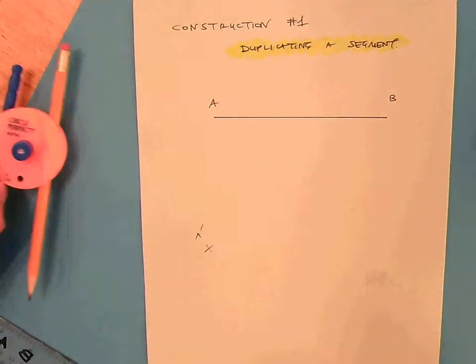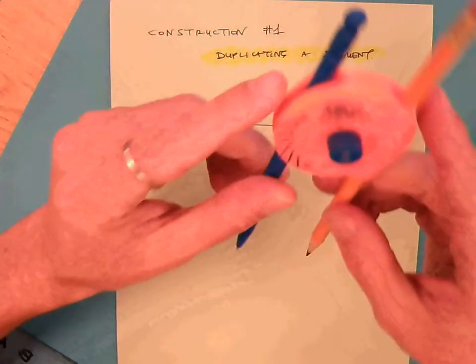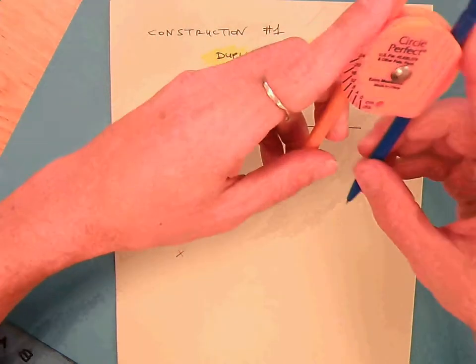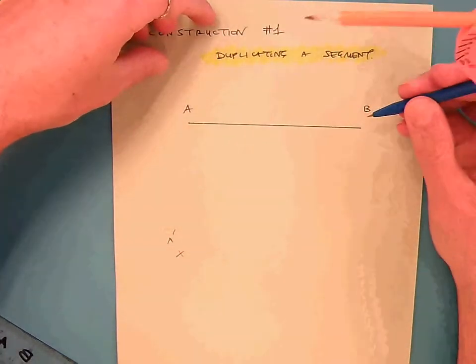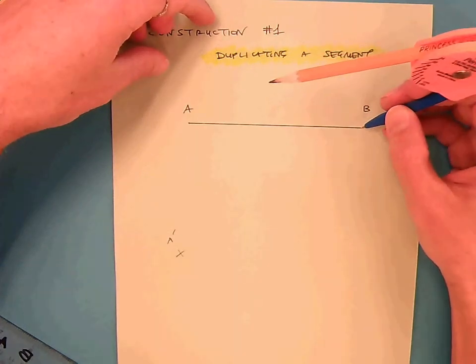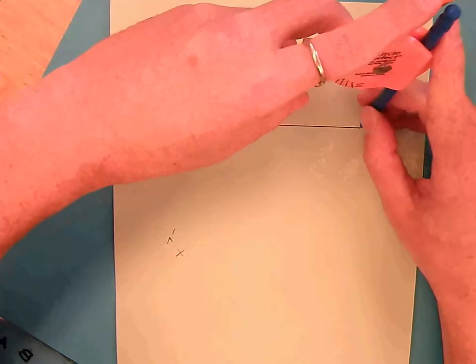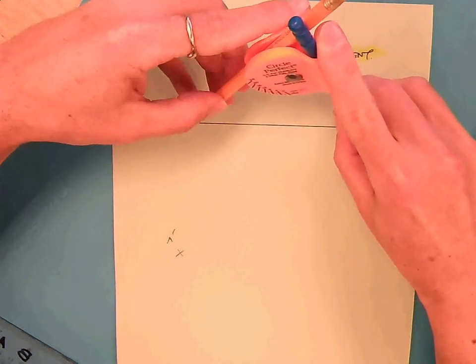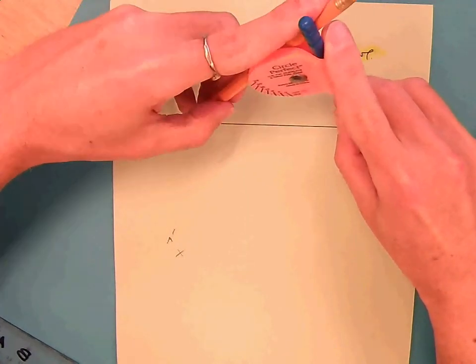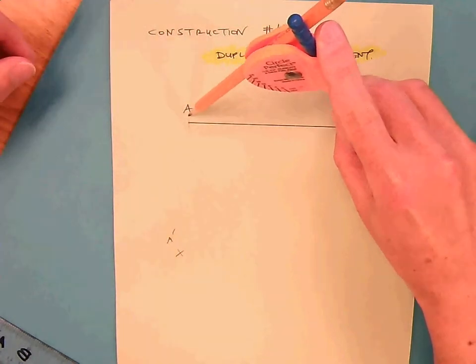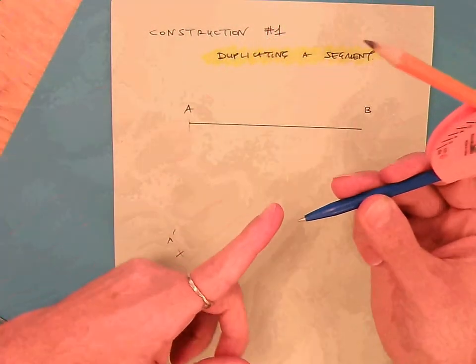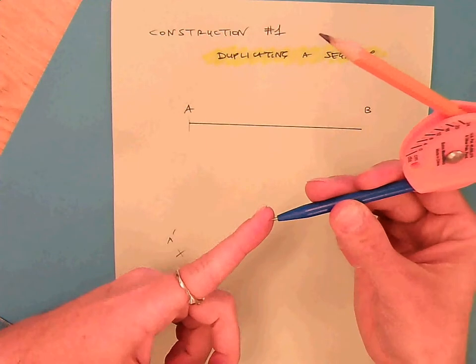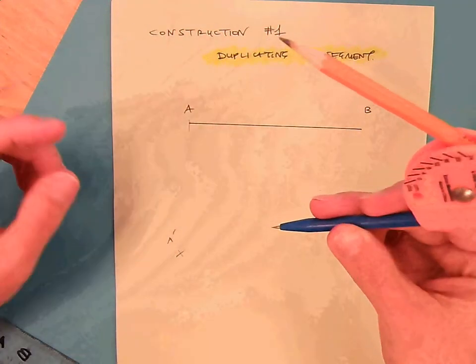So I get my trusty little compass and I place one of the metal points on one of the endpoints, place it on B, pencil point at the opposite endpoint at A. Little arc there to see I have that distance. Now what I have is the distance from A to B, from the metal point to the pencil point. So all I have to do now is transfer that.